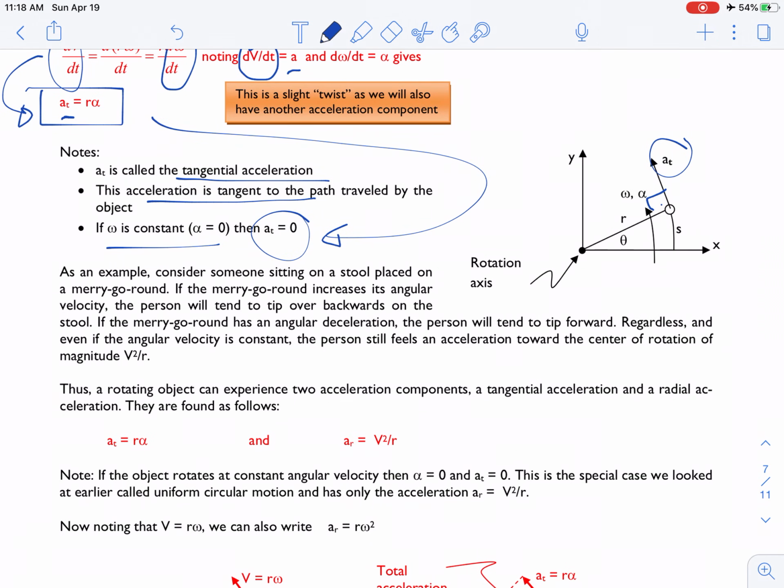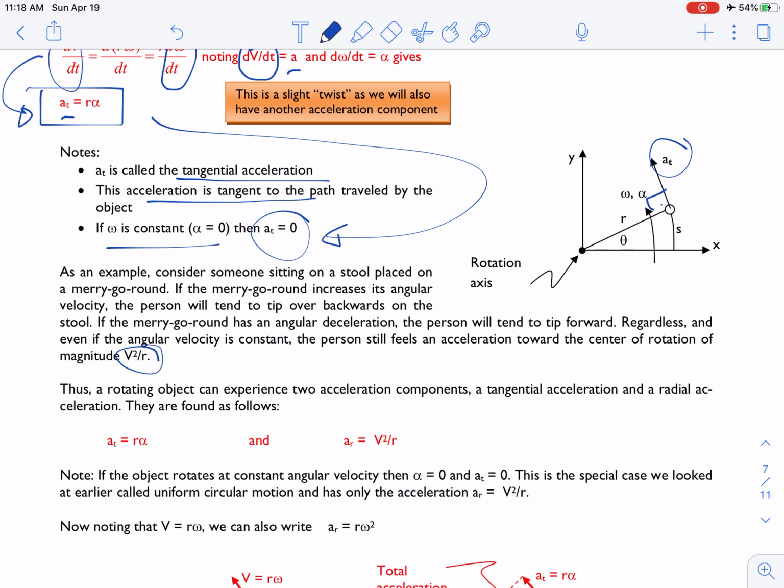As an example, consider someone sitting on a stool placed on a merry-go-round. If the merry-go-round increases its angular velocity, the person will tend to tip over backwards on the stool. If the merry-go-round has an angular deceleration, the person will tend to tip forward. Regardless, even if the angular velocity is constant, the person still feels an acceleration toward the center, right? That's the centripetal acceleration, and we are going to call that radial acceleration. And remember the magnitude of that, v squared over r.